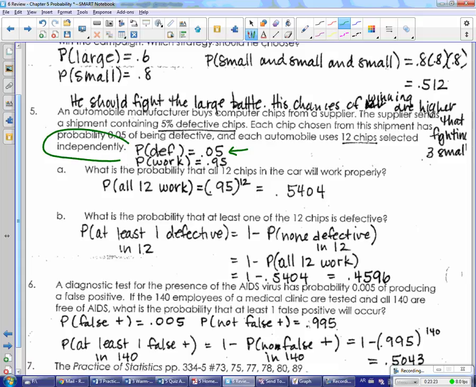This is important. If this word was not there, or if it was an assumption that we couldn't make, then I would not be able to answer this question. In part A, it says, what's the probability that all chips in the car will work properly? Well, again, that would be like the first one works, and the second one works, and the third one works, and the 12th one works. And because we have independence, I know I can simply multiply the probability that the first one works times the probability of the second one working, etc. And so the probability that any one of them works is 95%. I can simply raise that to the 12th power.